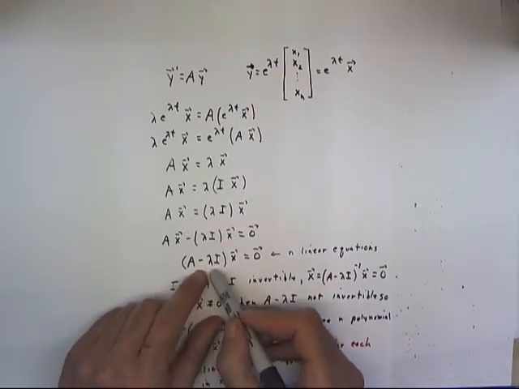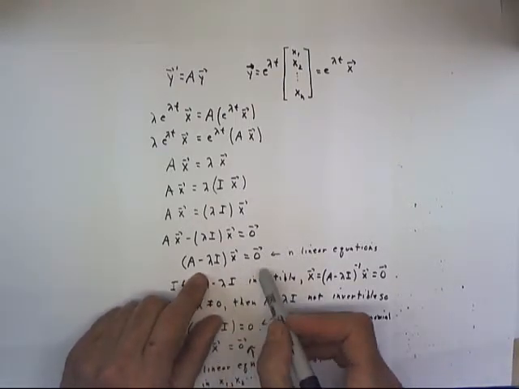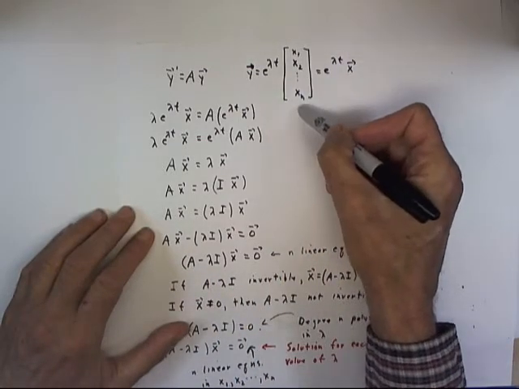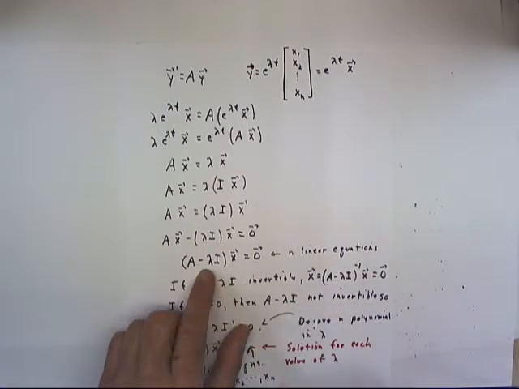And if we know the value of lambda, we can then solve those n linear equations for x1 through xn. Now the question is, we do need to know the value of lambda. How do we get the value of lambda?